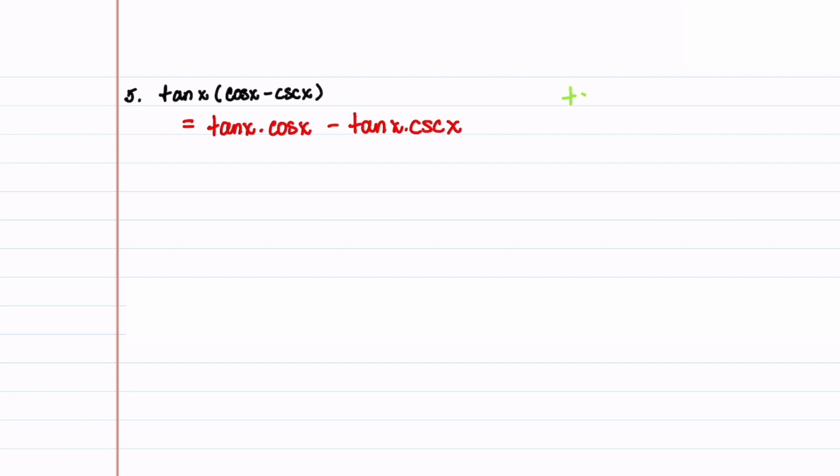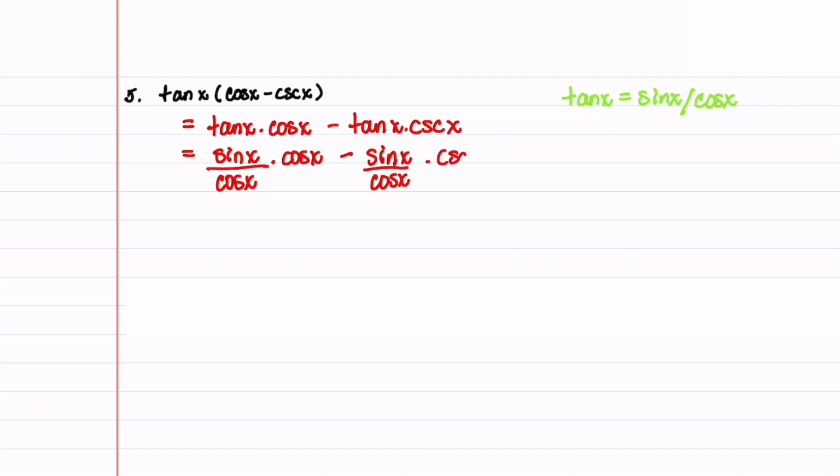Let's use the fact that tangent x is equal to sine x over cosine x to see if we can simplify this further. We'll plug that in. So tangent x is sine x divided by cosine x times cosine x. That's great. We see that the cosines are going to cancel. Minus, plugging that in again, tangent x is sine x divided by cosine x times cosecant x. Our cosines cancel on our left term, so we have just a sine x.